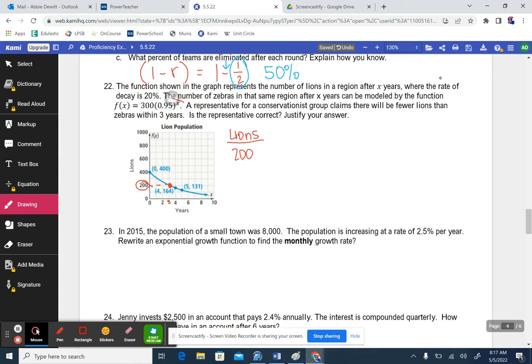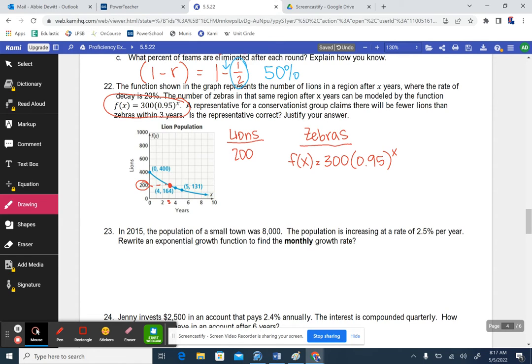Okay, so the zebras is by this exponential equation. So the zebras, they give you an equation for it. Zebras, you have f of x equals 300 times 0.95 to the x power. This is what an exponential equation is. Exponential equation just basically means your x variable is an exponent.